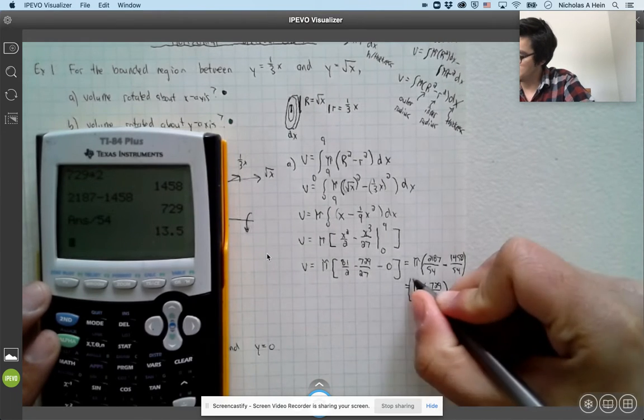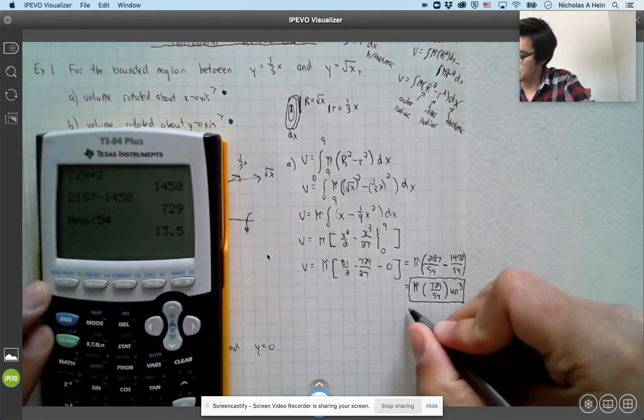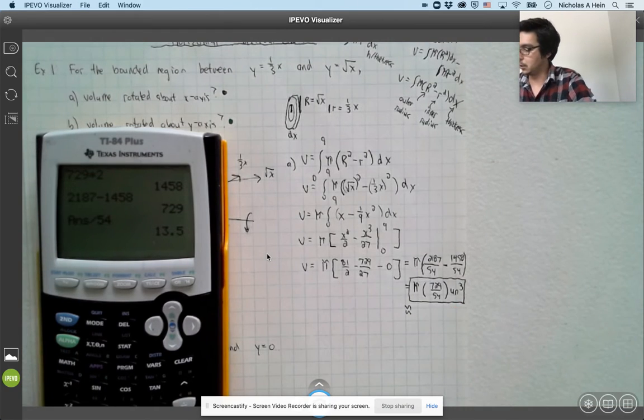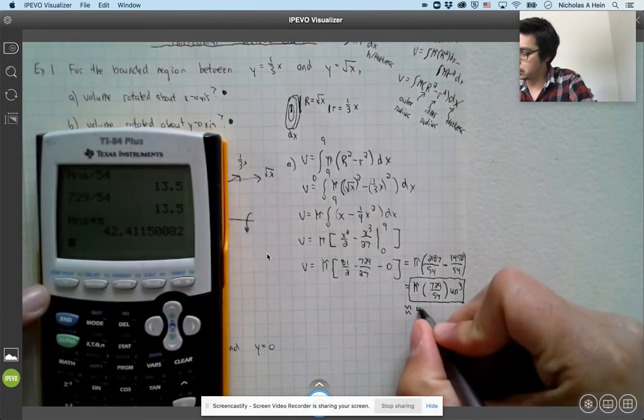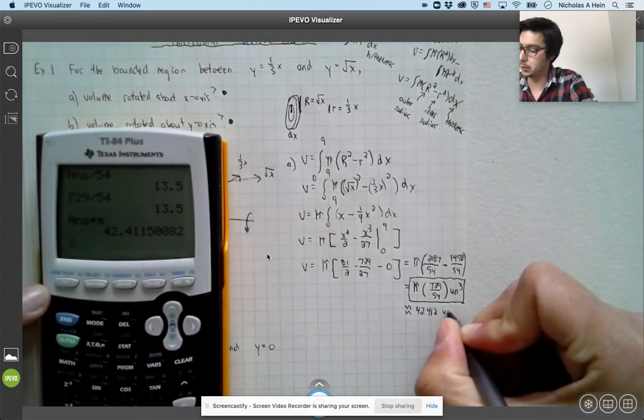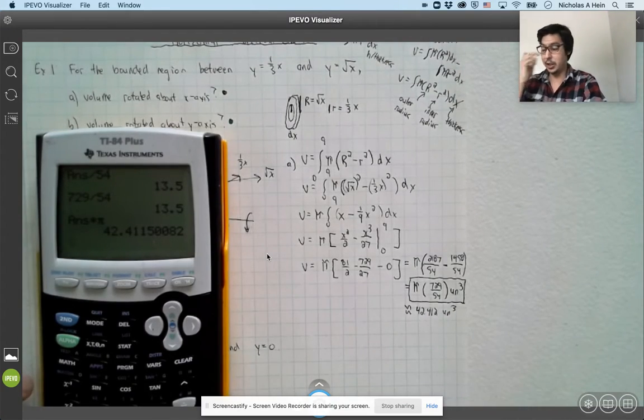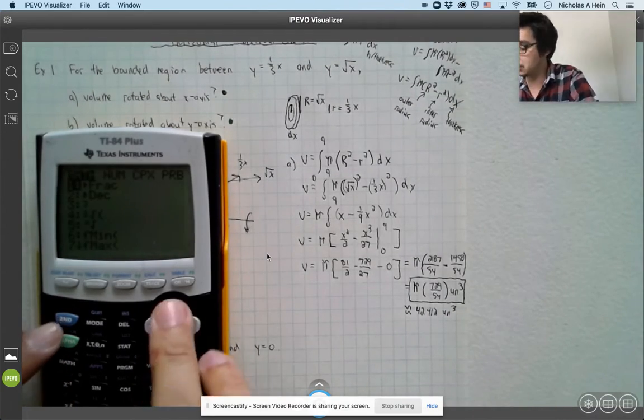So there's the volume about the x-axis, which is approximately 729 over 54 times pi, about 42.412 units cubed. And if I wanted to check my math, because I know I did it by hand here, hopefully I did it right.